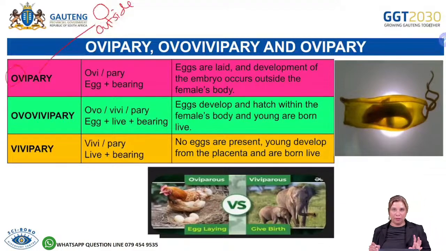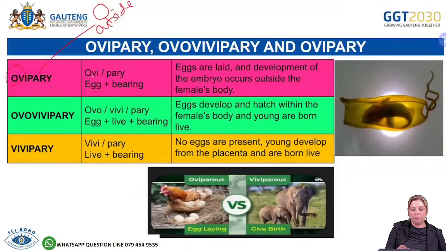So what does this mean? The egg is O-shaped. Okay, so that is the egg, and then the eggs are laid outside. So you must remember those two O's. So ovipary, the meaning. Now remember, whenever we want to remember terminology, we must always break the word up because it helps us to remember it.